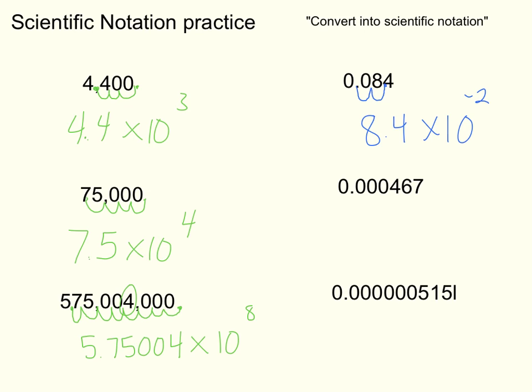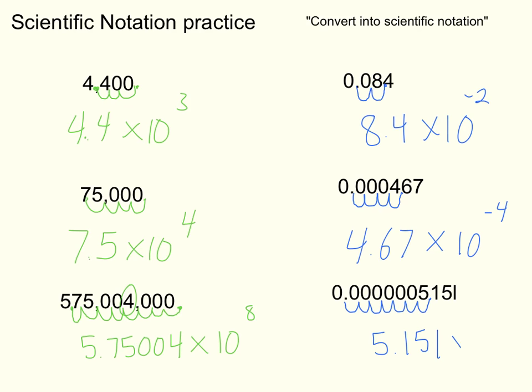So let's do the next one. We're going to move our decimal 1, 2, 3, and 4 places. 4.67 times 10 to the negative 4th power. Last example. Move my decimal 1, 2, 3, 4, 5, 6, 7 places to make it 5.151 times 10 to the negative 7.